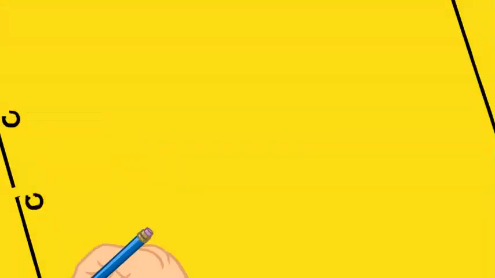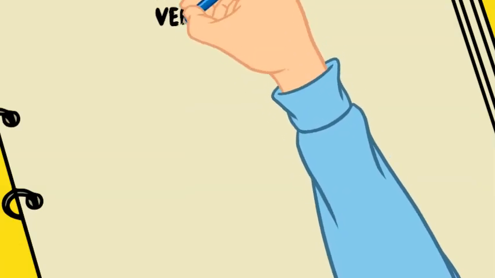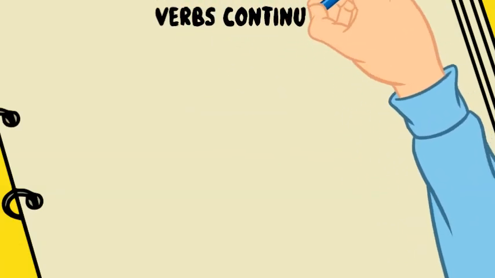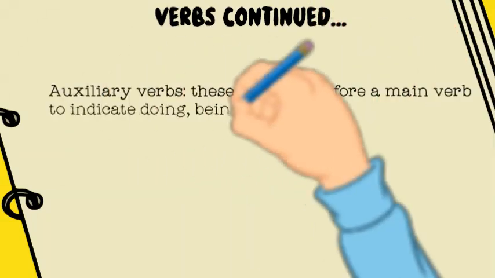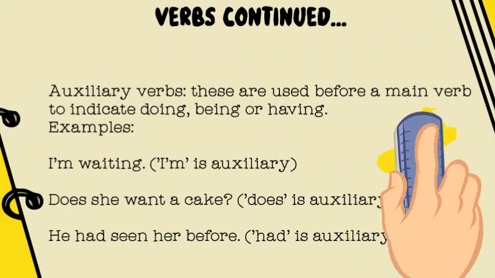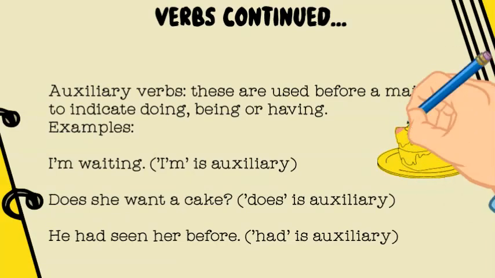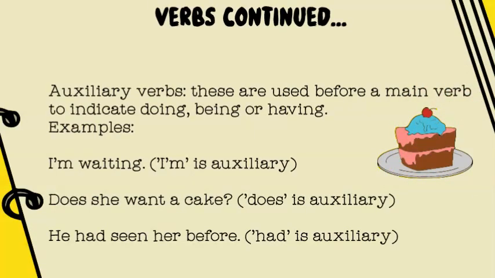The next type of verb is an auxiliary verb, and these are used before a main verb to indicate doing, being, or having. In the example, I'm waiting, I'm is the auxiliary verb. In the example, does she want a cake? Does is the auxiliary, and he had seen her before. Had is the auxiliary verb.